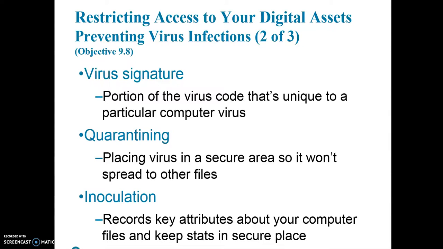A third thing that your antivirus software does is something we call inoculation. During inoculation, all these different key attributes about your machine and its files are recorded, and then it keeps these statistics in a secure place. It sort of is monitoring your computer, seeing how things are, and it keeps a record of that.